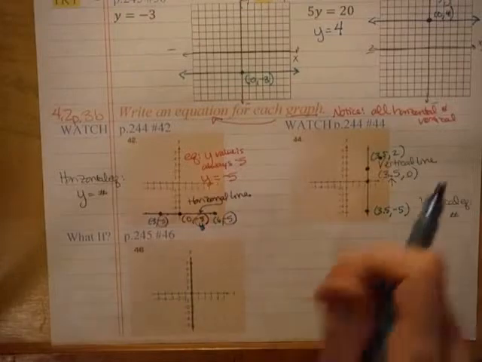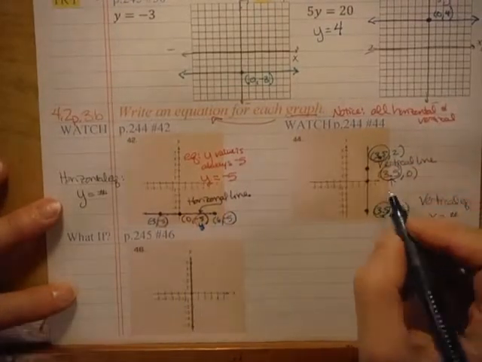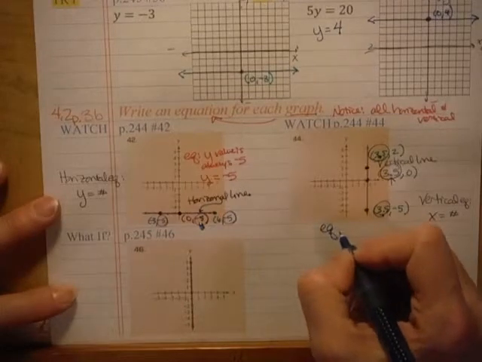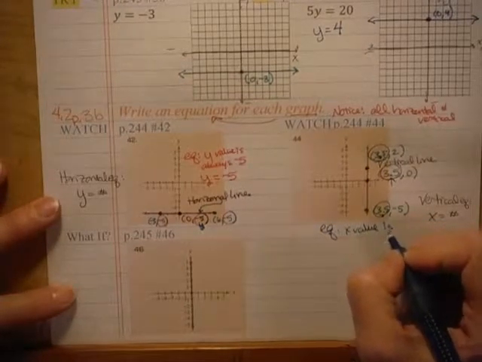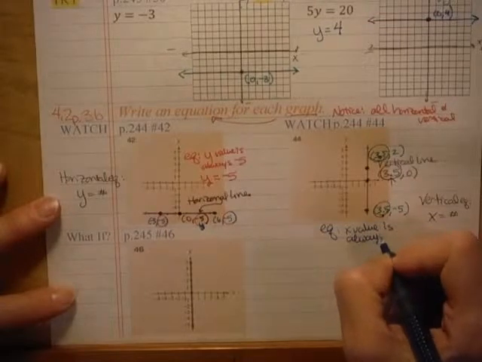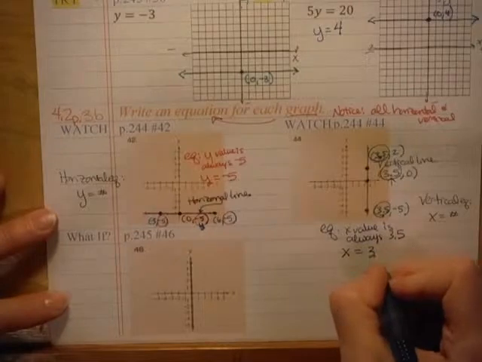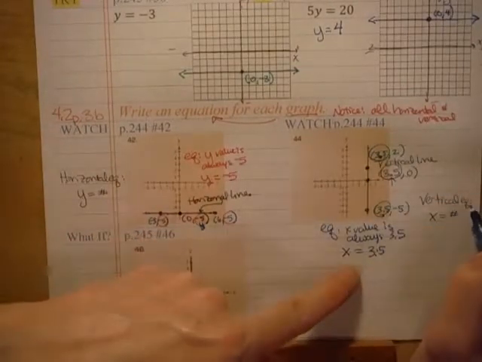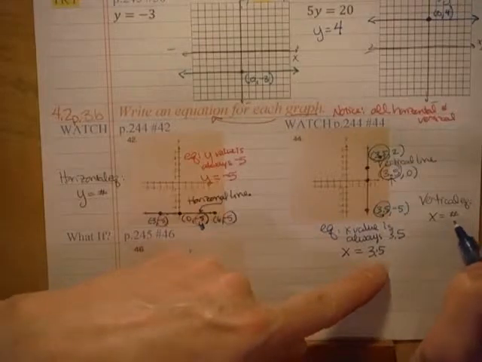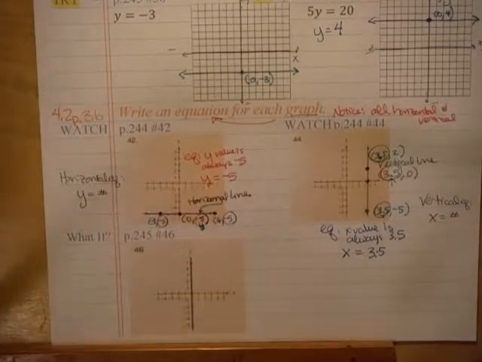What do they all have in common? They all have an x value of 3.5. So we want the equation to tell us that the x value is always 3.5. How would we do that? We would say x = 3.5. There's your equation of the vertical line. And a vertical equation is always x equal to some number. A horizontal equation is always y equal to some number.